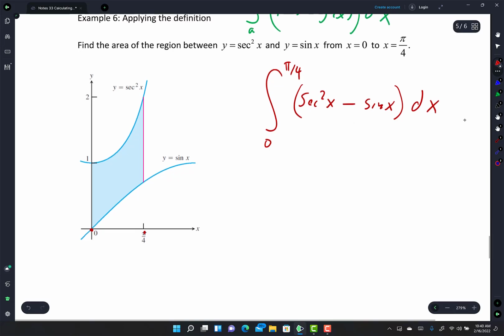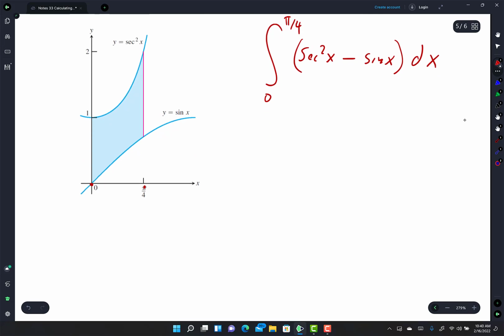All right, let's see. Can we do this by hand? Is there an antiderivative for secant squared? Yes, there is. What is it? Tan x. So I'm going to write tan x minus, what's the antiderivative of sine? Positive or negative? Negative. So this is going to turn into a plus cosine x, and because there's more than one term, I put both of them in little brackets. I put a 0 in the bottom, π/4 on top. You are done with calculus.